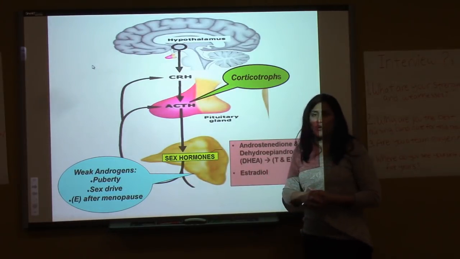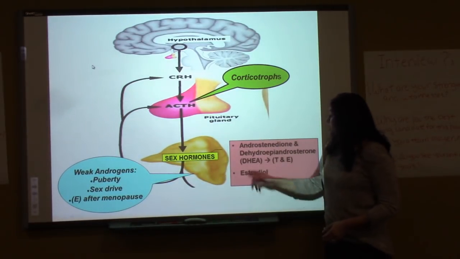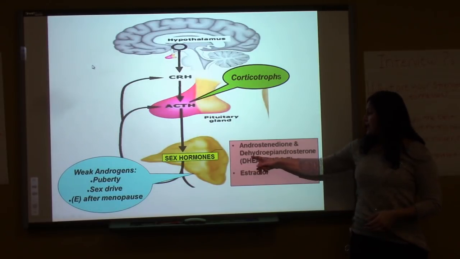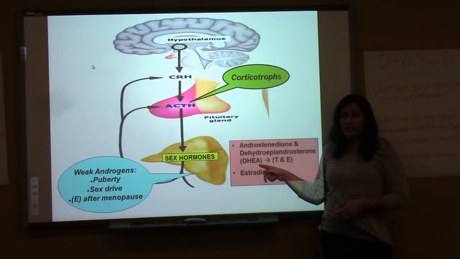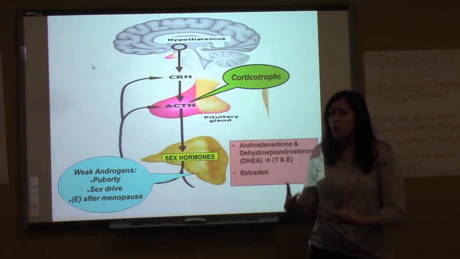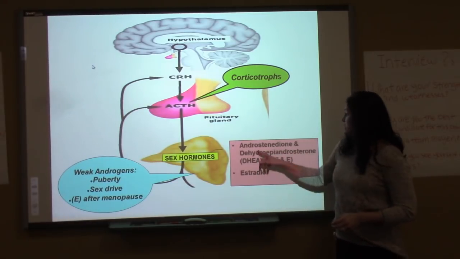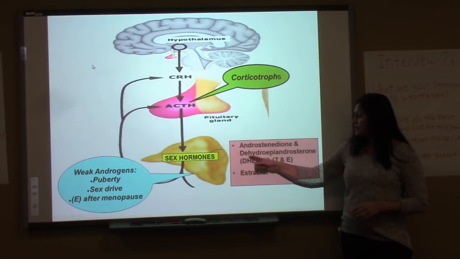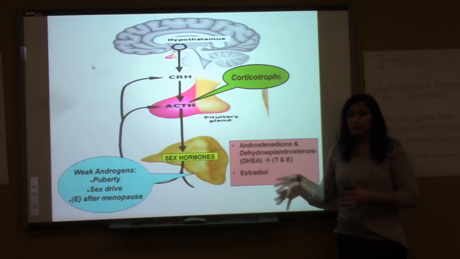So which are the sex hormones which are released? They're actually called the weak androgens. What are they? They're androstenedione and dehydroepiandrosterone, which is always abbreviated as DHEA. And the last one is estradiol. So there are 3 sex hormones which are released. These are not potent sex hormones. These are not estrogen or progesterone. These are the weaker forms. So it's androstenedione, that's the first one. Another one is DHEA, here's the full name. And then the third one is estradiol. So these are the 3 weak androgens.